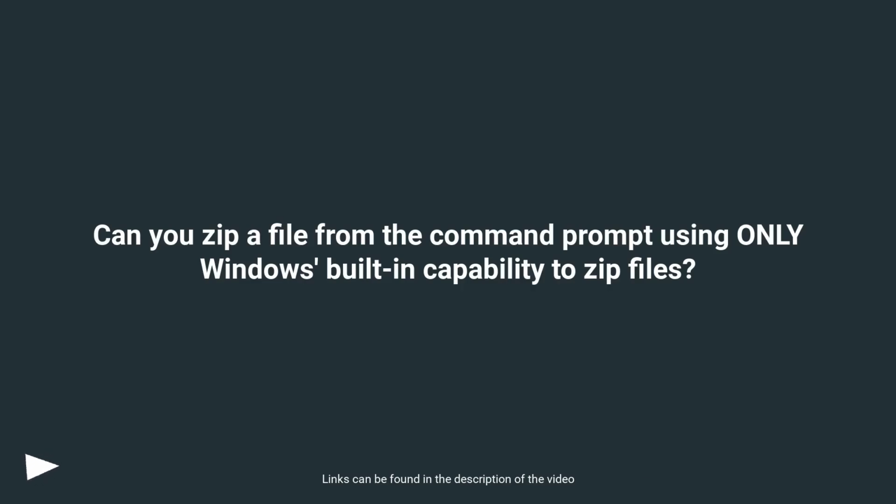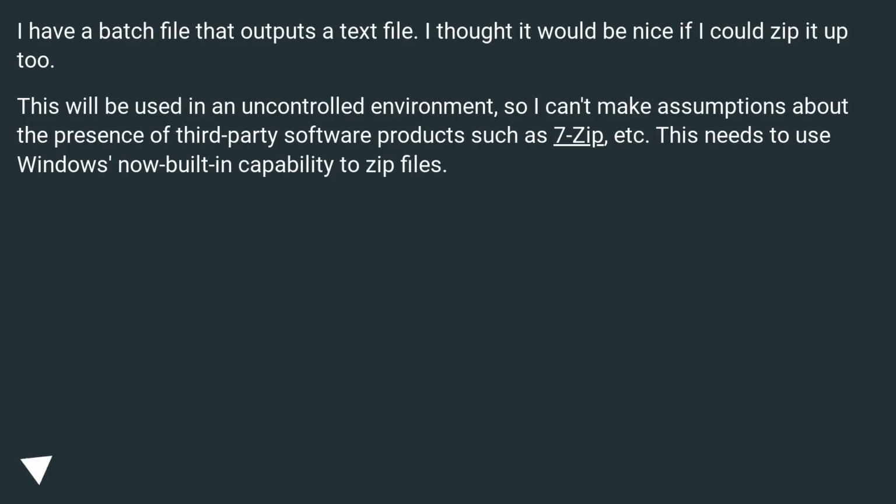Can you zip a file from the command prompt using only Windows' built-in capability to zip files? I have a batch file that outputs a text file. I thought it would be nice if I could zip it up too. This will be used in an uncontrolled environment, so I can't make assumptions about the presence of third-party software products such as 7-zip, etc. This needs to use Windows' now built-in capability to zip files.